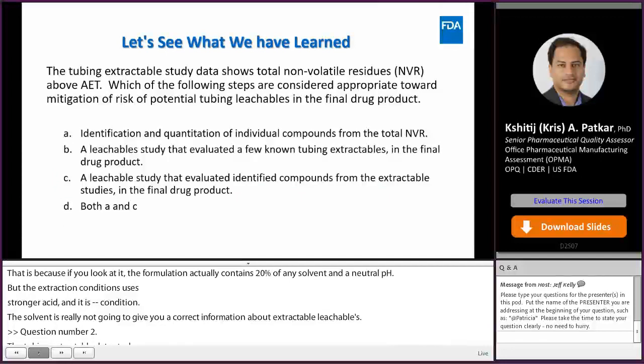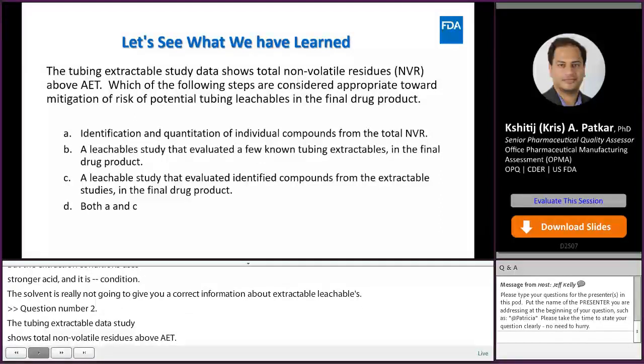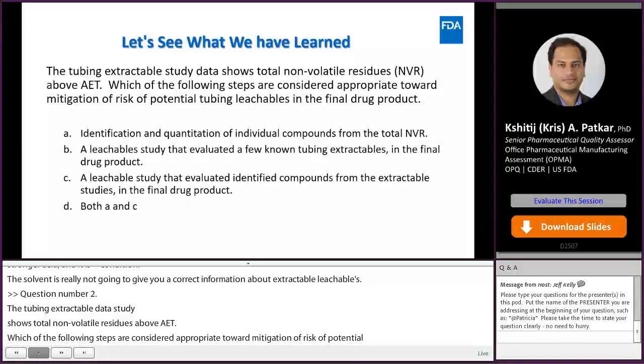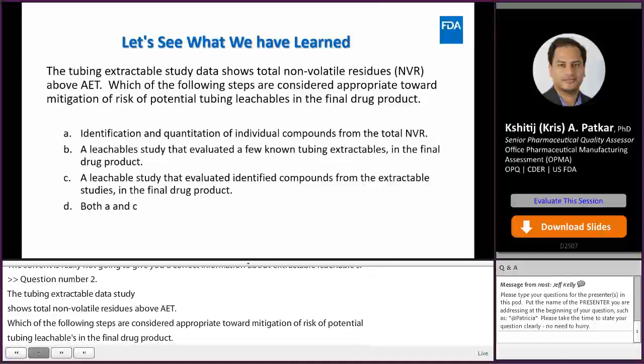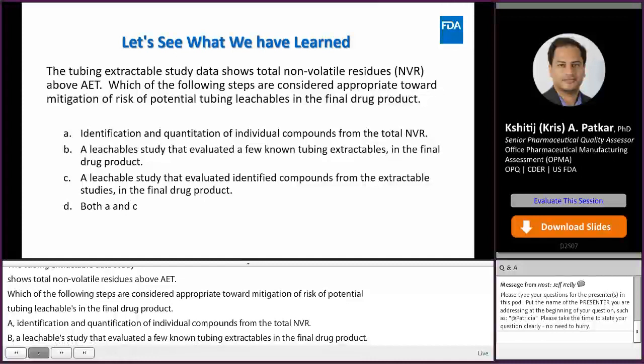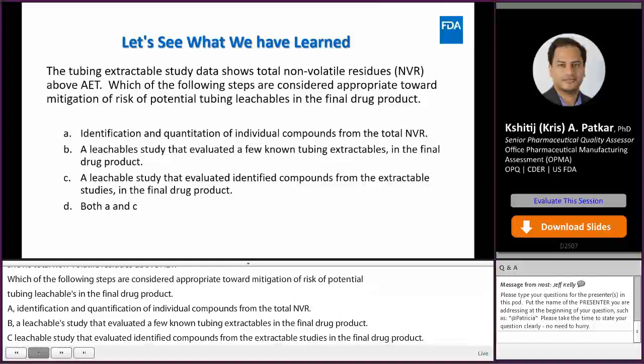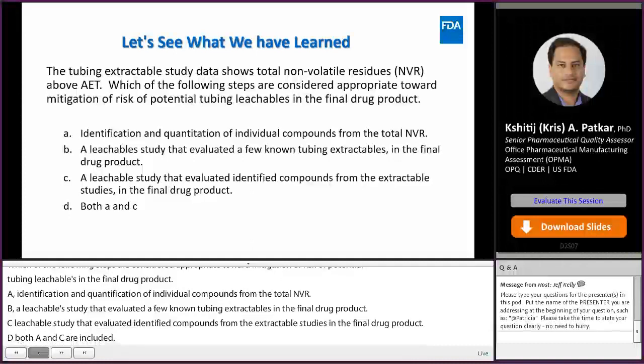The tubing extractable study data shows total non-volatile residues above AET. Which of the following steps are considered appropriate toward mitigation of risk of potential tubing leachables in the final drug product? A. Identification and quantitation of individual compounds from the total NVR. B. A leachable study that evaluated a few known tubing extractables in the final drug product. C. A leachable study that evaluated identified compounds from the extractable studies in the final drug product. D. Options both A and B are included.